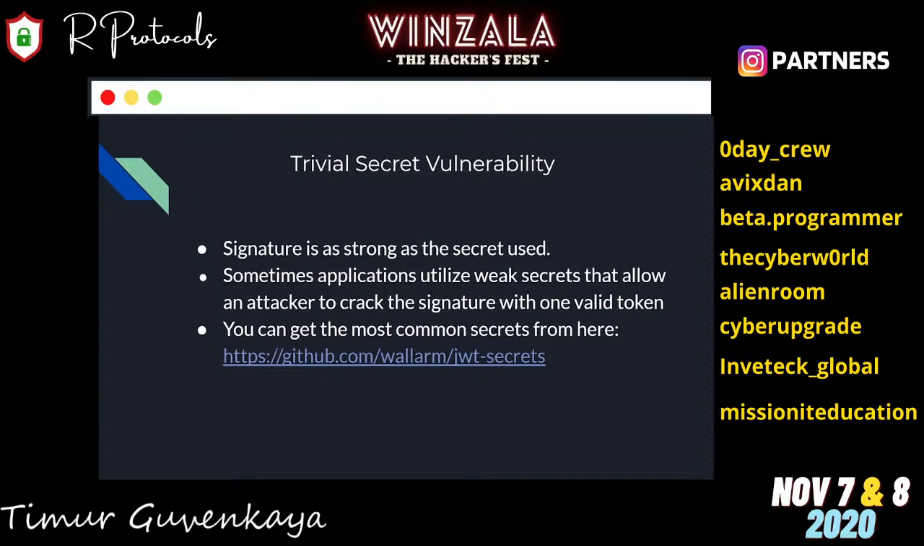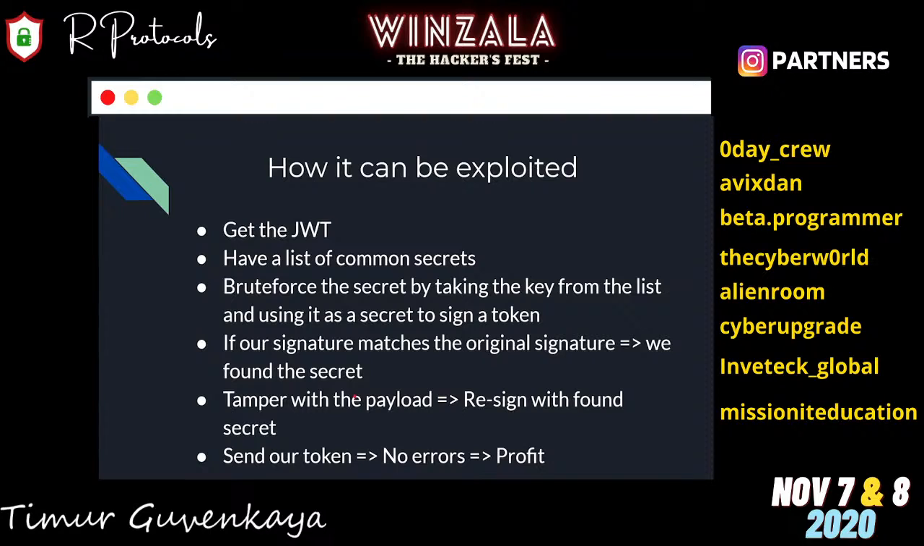Trivial secret vulnerability. A signature is as strong as a secret used. We can crack this signature with one valid token. If we have a secret from the signature, we can forge as many malicious tokens as we want to. This link is super nice. It contains the list of the most common JWT secrets you can use for brute forcing.